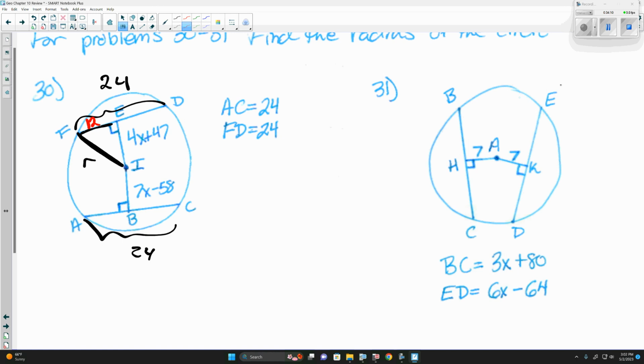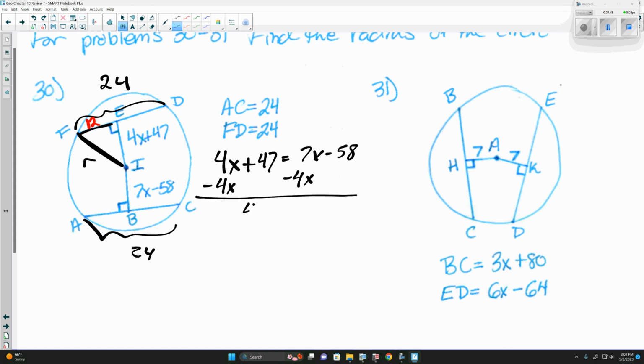12. Now, the next thing we need to find for this here is the value of x. Now, as this is set up, it does work out that 4x plus 47 is equal to 7x minus 58. The only way that those two chords are equal and make a right angle with the radius is if the distance between the chord and the center of the circle are equal. At this point here, we can solve for the value of x. So we can minus 4x from both sides, telling us 47 is equal to 3x minus 58.